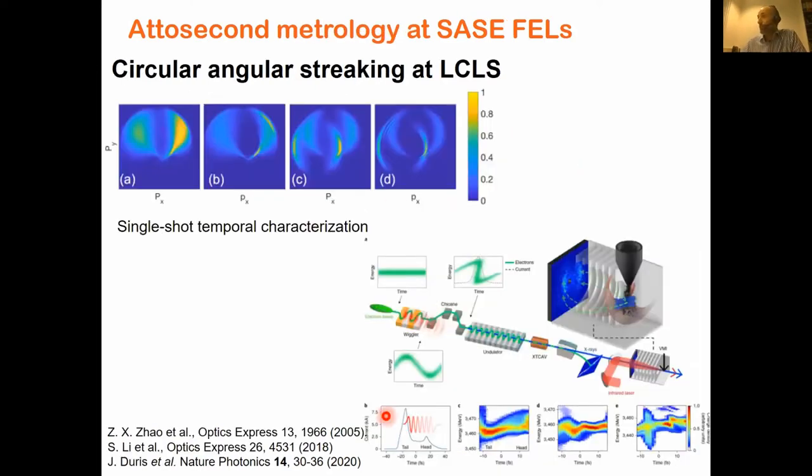On a single shot basis, one needs to get the full information on the free electron laser pulse, and this has been achieved at LCLS by implementing circular angular streaking, which makes it possible to map the temporal structure of the attosecond pulse into the angular direction on this screen. In this way, the colleagues at LCLS demonstrated, just at the beginning of this year, the generation of isolated attosecond pulses in the soft X-ray.